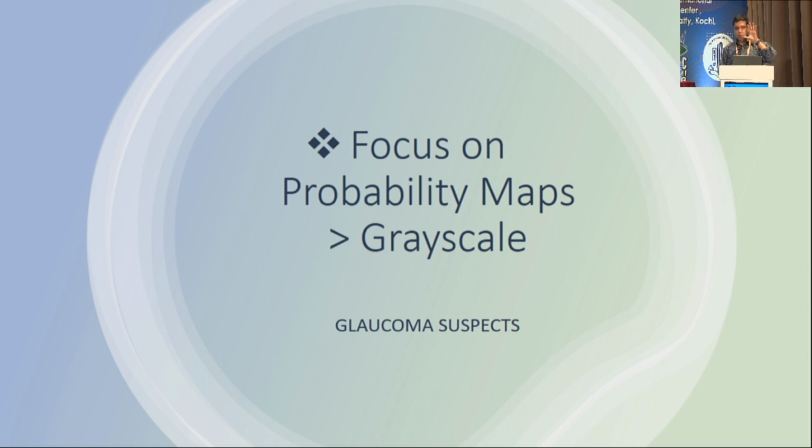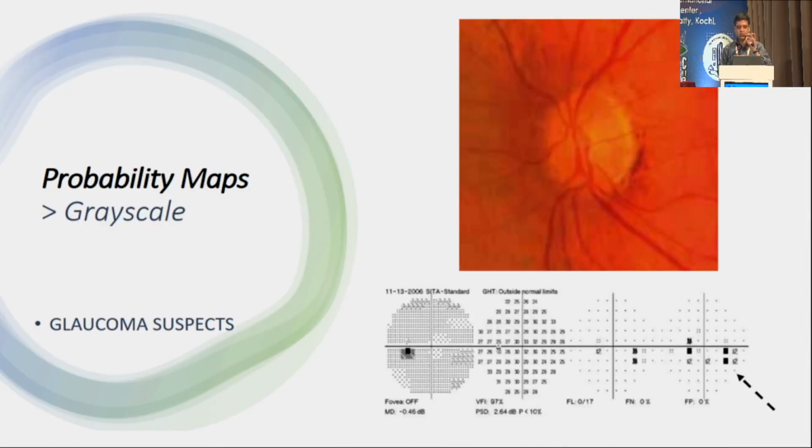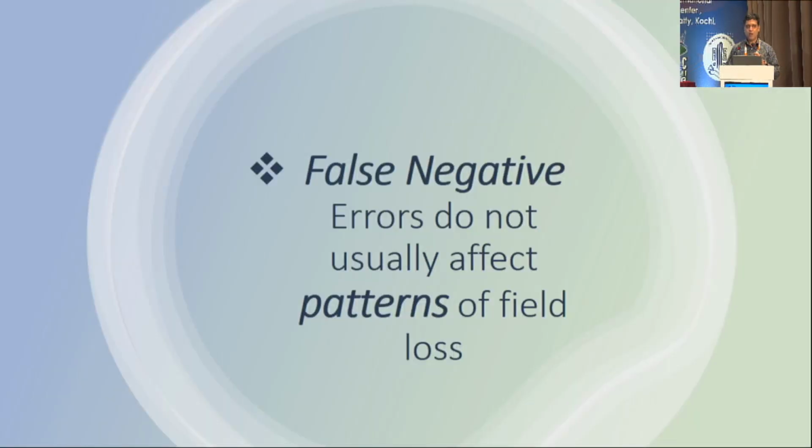In evaluation of glaucoma suspects, especially because we are looking for early changes here, you always focus more on the probability maps than the grayscale. When you have these subtle disc abnormalities, you can find that the probability map shows a well-defined defect, whereas the grayscale looks almost normal. An important point for young ophthalmologists: do not discard field tests based on false negative errors, because they do not really affect patterns of field loss, unlike false positive errors.